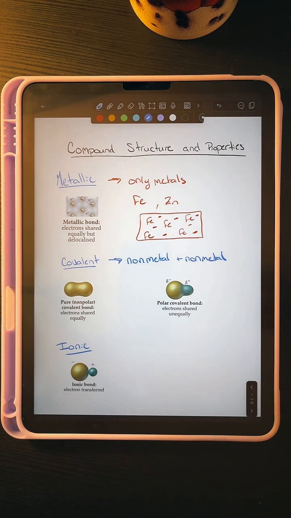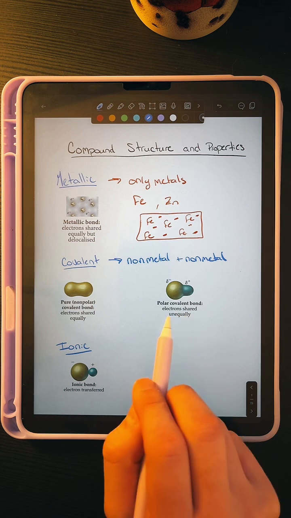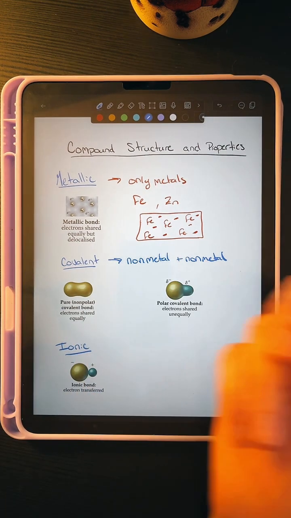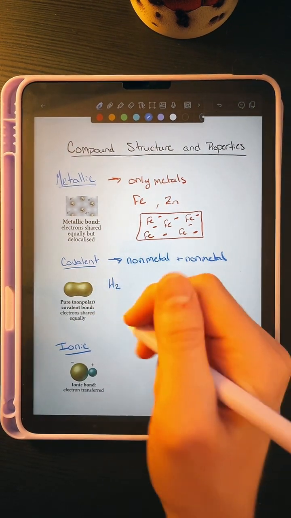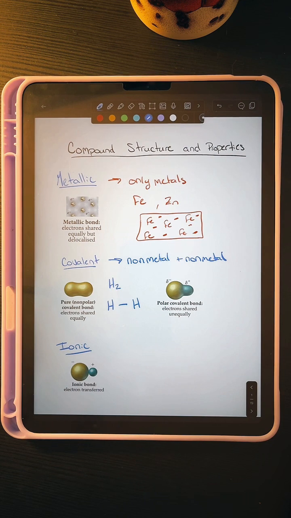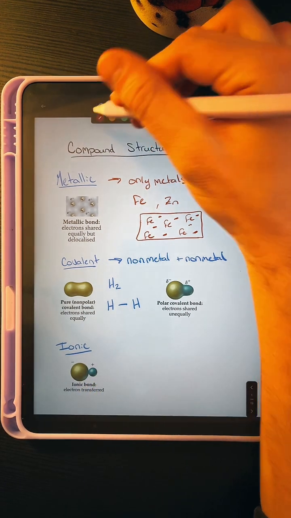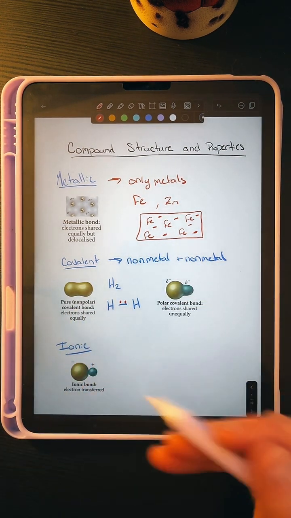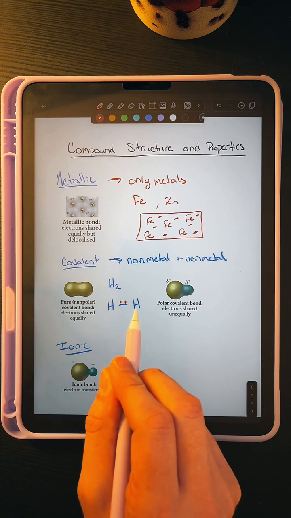Now, some teachers, some classes have you go a little bit further, and they tell you to look at a pure covalent bond versus a polar covalent bond. A pure covalent bond is when the electrons are shared equally. Let's take a look, for instance, at H2. This hydrogen is bound to another hydrogen, and inside this bond we have two electrons. Each hydrogen is pulling on one of those electrons equally, so our electrons are shared equally between each of these hydrogens.